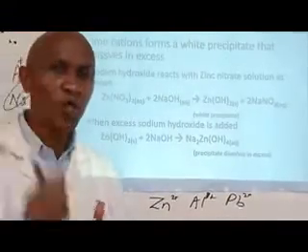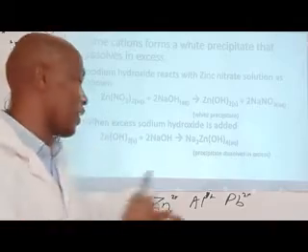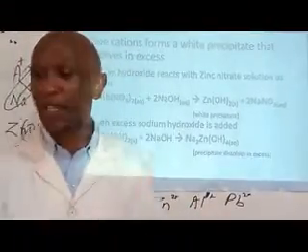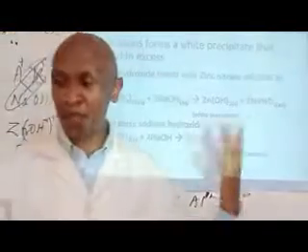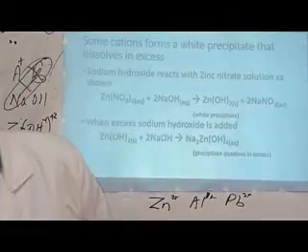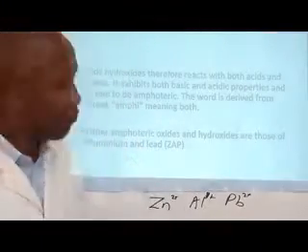Why does it dissolve in excess? Because the resultant hydroxide is amphoteric, and we have only 3 such: zinc, aluminium, and lead. The rest of them will not dissolve in excess. So we are talking about magnesium and calcium. They don't dissolve in excess. Similarly, so that's what we have been talking about.